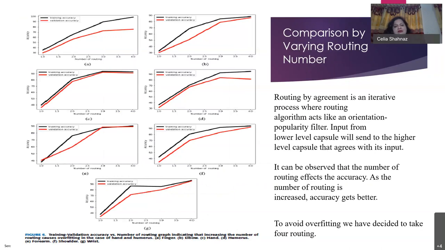But we can see, for different types of images like finger, elbow, hand, humerus, forehead, shoulder, and wrist, that the training and validation accuracy is better if we increase the routing algorithm. But for some cases we face overfitting. That's why we have proposed the number of routing as 4.